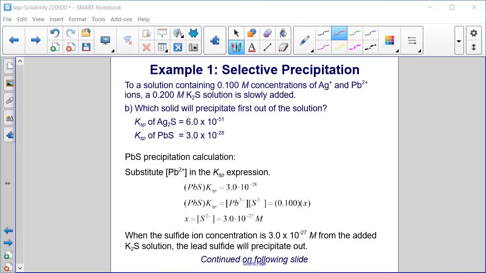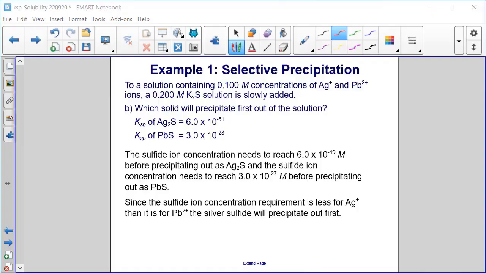All right, let's repeat this now for the lead sulfide. We're given the KSP as 3 times 10 to the minus 28. And we know that the KSP expression for the lead sulfide is the lead concentration times the sulfide ion concentration. Remember, we're trying to find the sulfide ion concentration. So the lead concentration is given as 0.1 molar. We solve for the sulfide ion concentration and get 3 times 10 to the minus 27. So once we've added a concentration of sulfide ion equal to that 3 times 10 to the minus 27 from the added potassium sulfide solution, the lead sulfide will precipitate out.